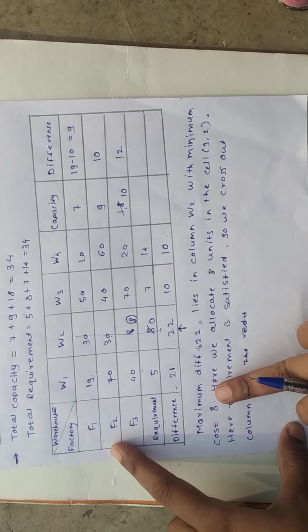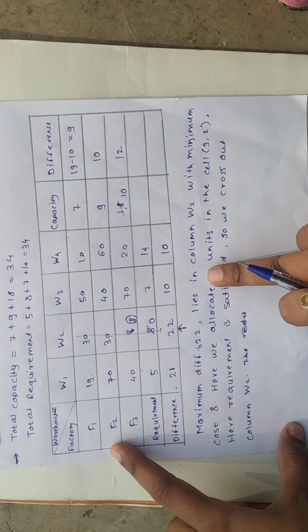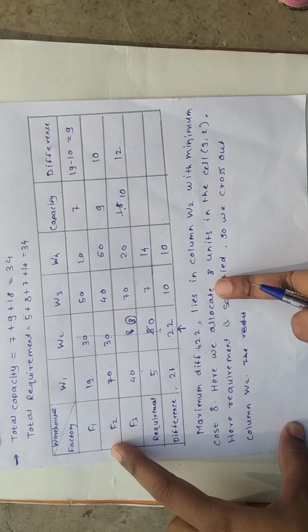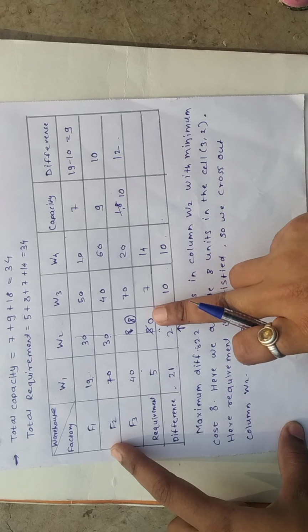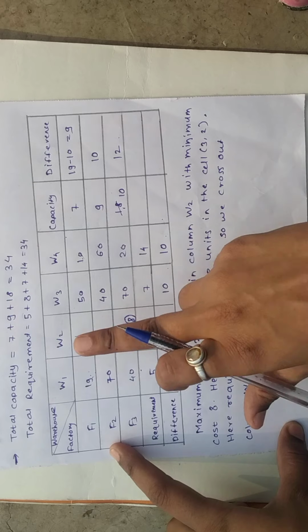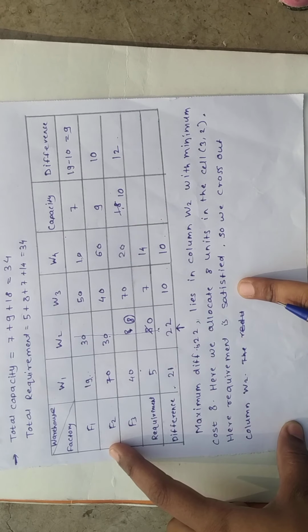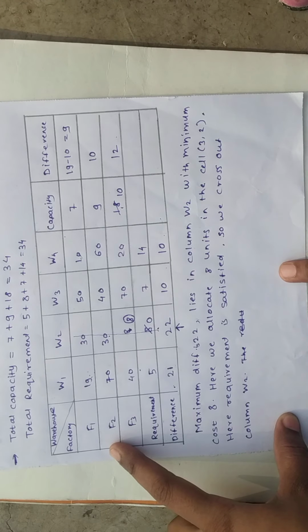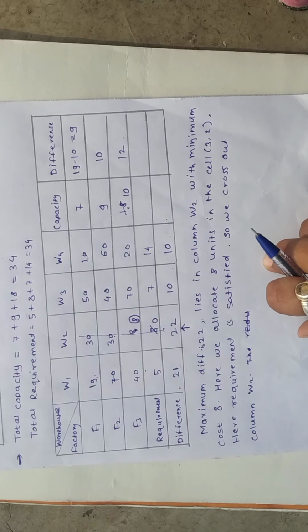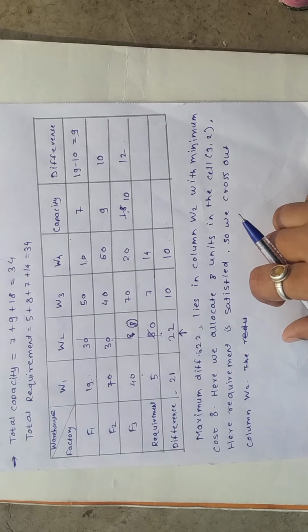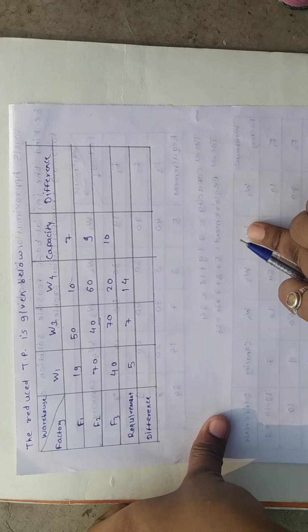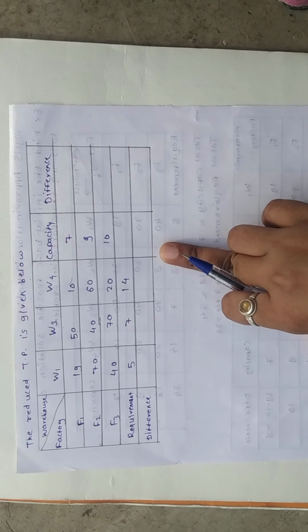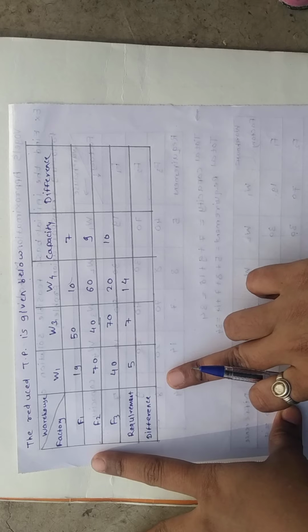So the maximum difference is 22, which lies in column W2 with minimum cost 8. Here we allocate 8 units in the cell 3 2. Here the requirement is satisfied, so we cross out column W2. Now the reduced transportation problem is, this is our reduced transportation table. Now we repeat the procedure.